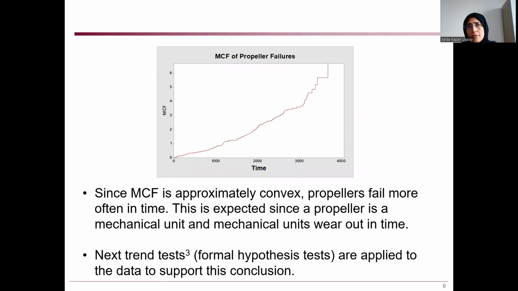So let's look at the MCF of the propellers. In the graph, you see it has an approximately convex shape. So we can conclude that propellers are deteriorating. This is expected since a propeller is a mechanical unit and mechanical units wear out in time. So next we applied trend tests to see if we can support this conclusion.